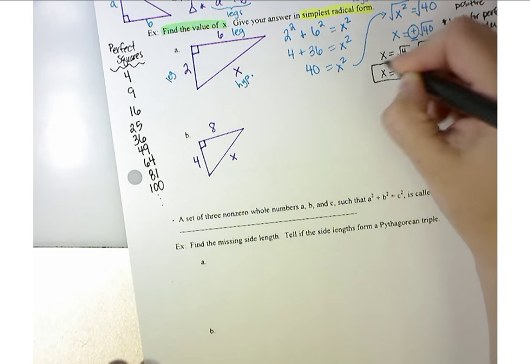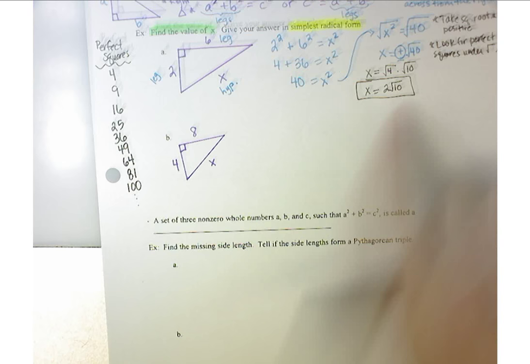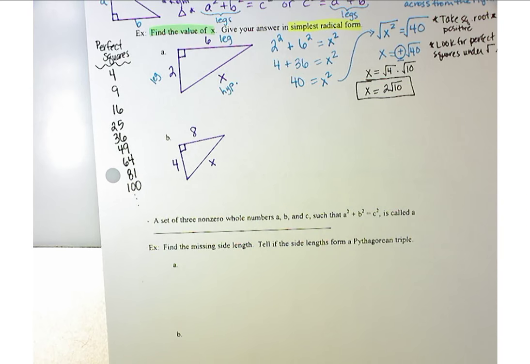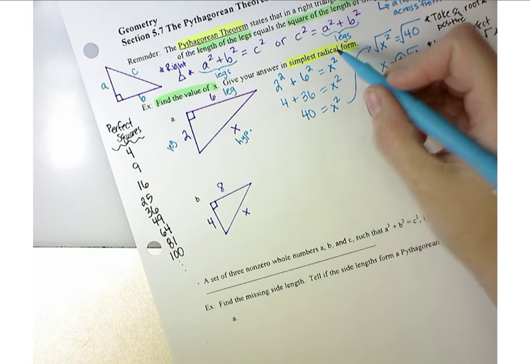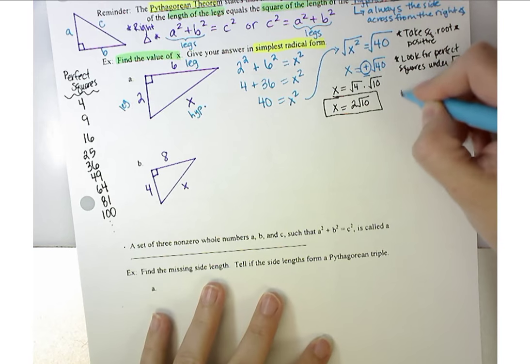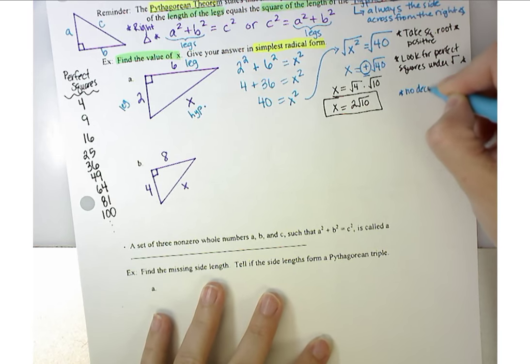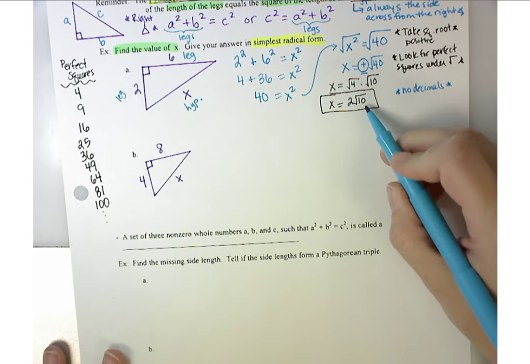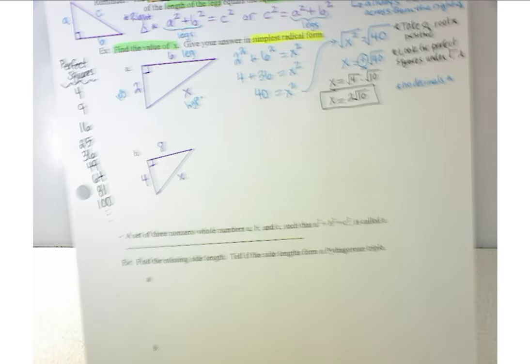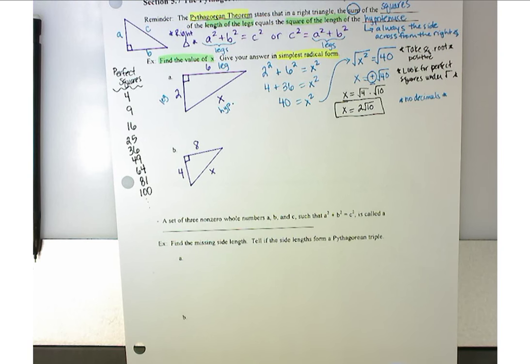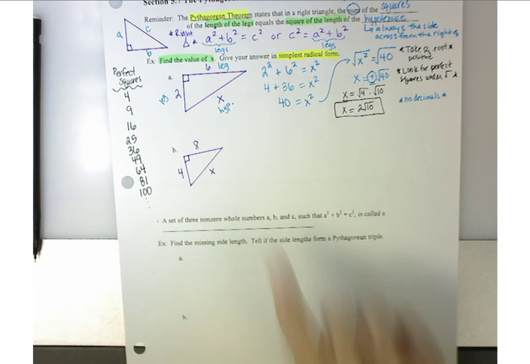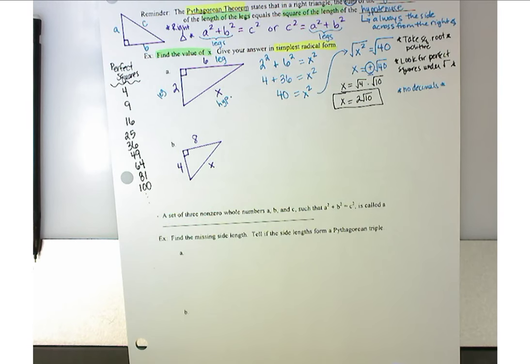So when it says simplest radical form, you are going to have a radical, and you are not going to have a decimal. What that means is you're going to have no decimals. And then your answer will either have a radical or, in some cases, it will be a whole number. Okay? All right, so then let's set up our next equation.